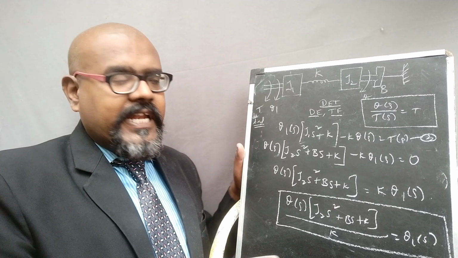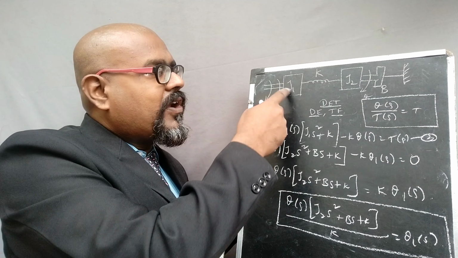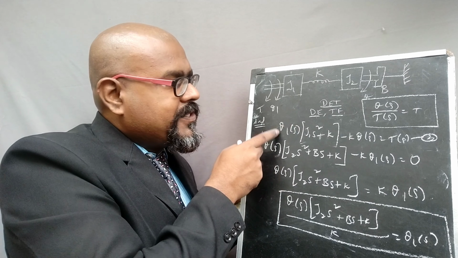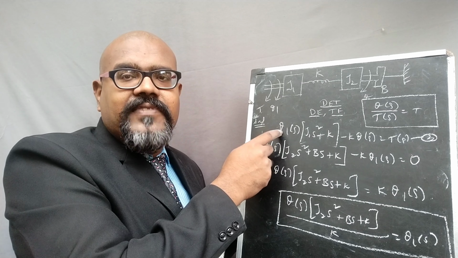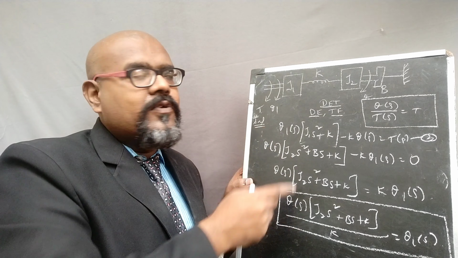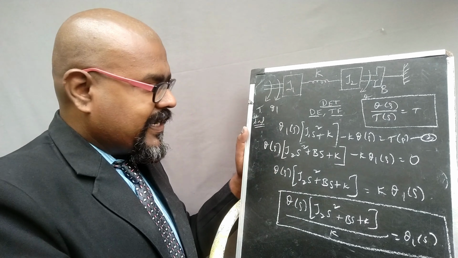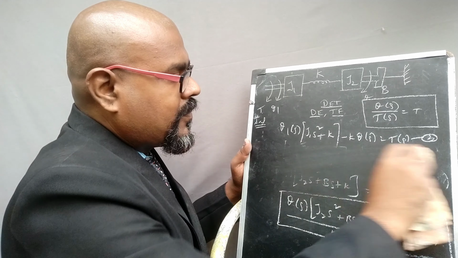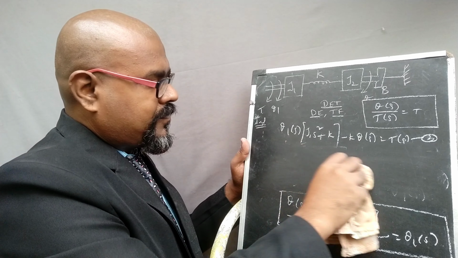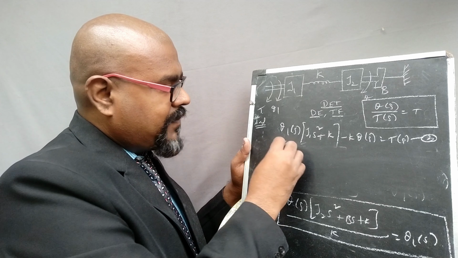What is the next step we need to do? Substitute this theta 1 of s in the final output equation of J1. Instead of theta 1 of s here, substitute this whole value. Then we can comfortably convert this form. I just erase this, then substitute theta 1 of s here.